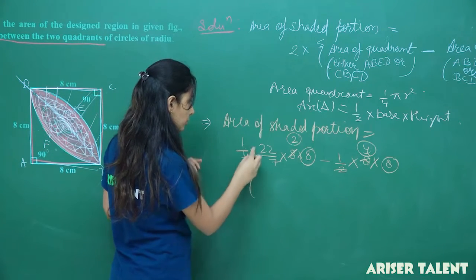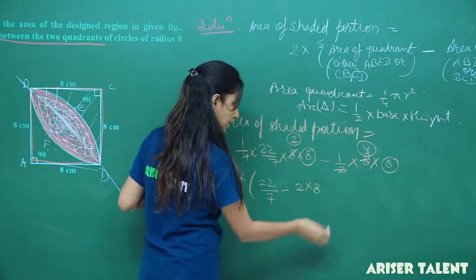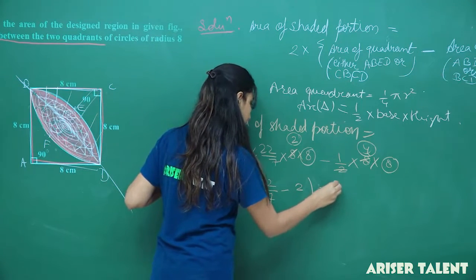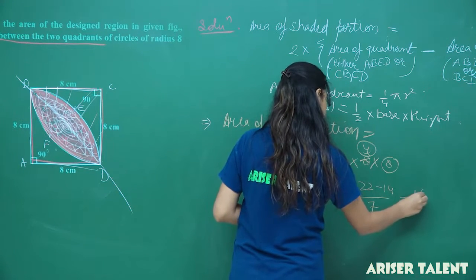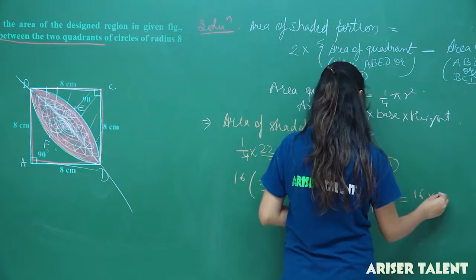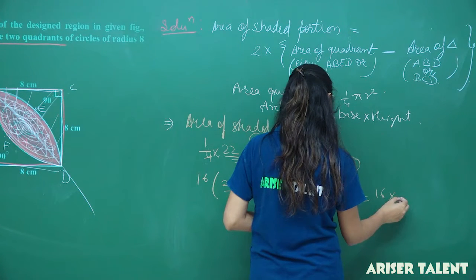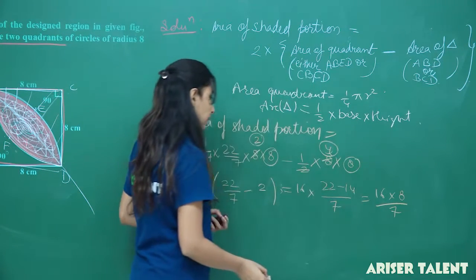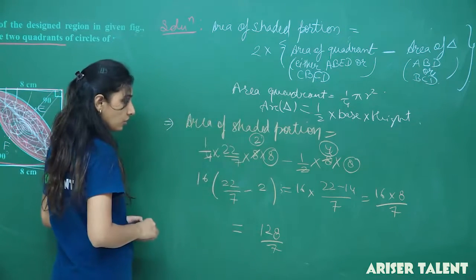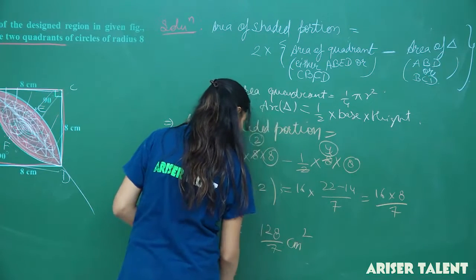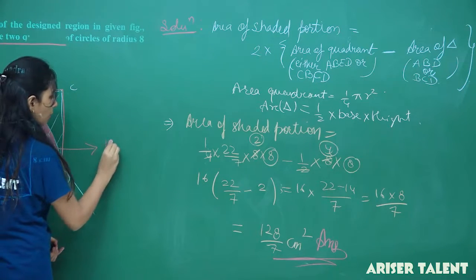So I can take 16 common, and I will be left with 22 by 7 and here 2. So here I have 2, that will be 16 multiplied by 22 by 7, and that will be 14. So what will it be? 16 multiplied by 8 by 7. Okay, so I can write it as 128 by 7. This will be the answer of the shaded portion in centimeter square. So this shaded portion will be an area of 128 by 7 centimeter square.